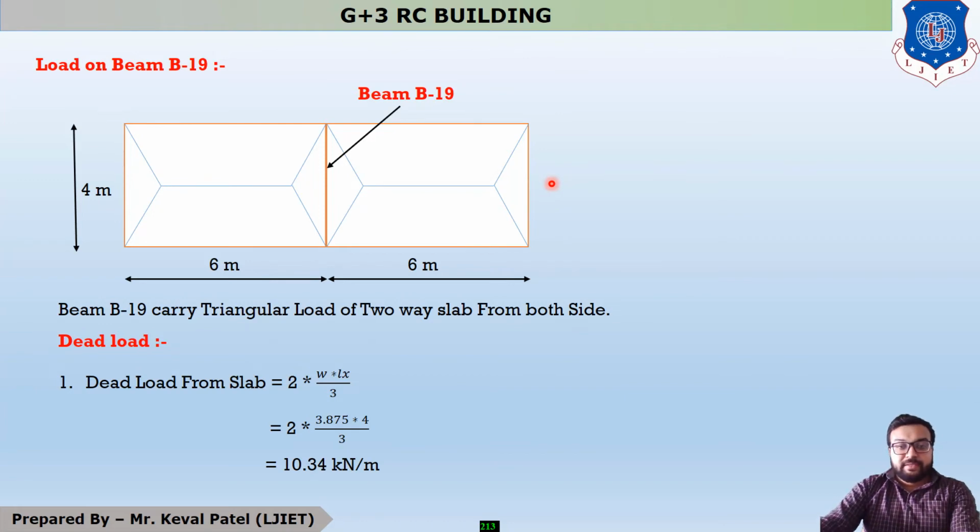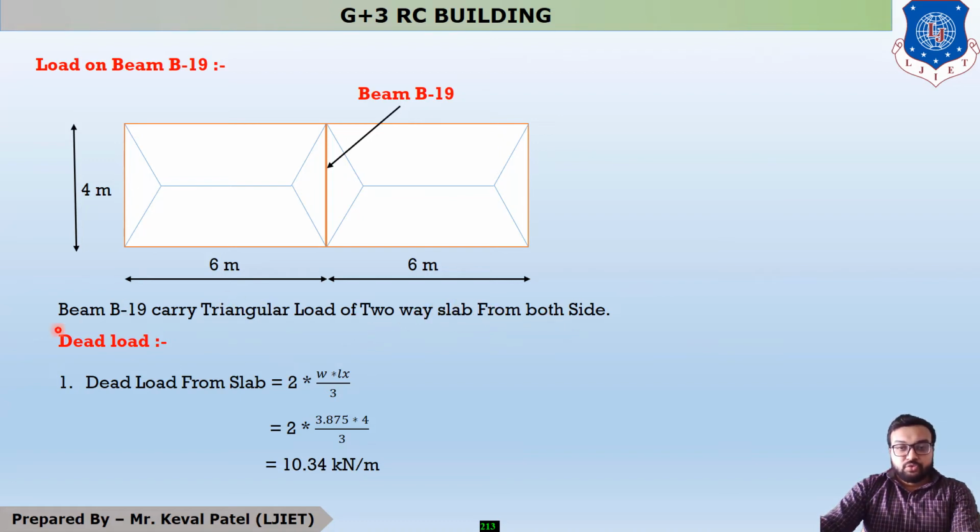So you can see that in this example, this is your beam B19. So this length is 4 meter and this length is 6 meter. So this beam B19 is the shorter span. It means this slab's triangle portions load is going to beam B19, and from right slab also the triangle portions load is going on beam B19. It means two triangles load is going on beam B19. So you can see that beam B19 carries triangle load from two ways, from both the sides.